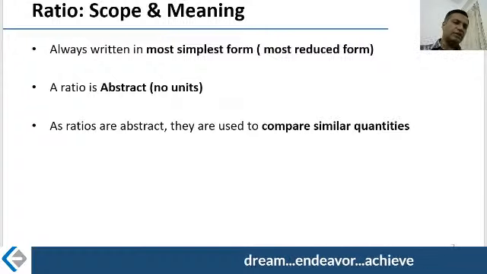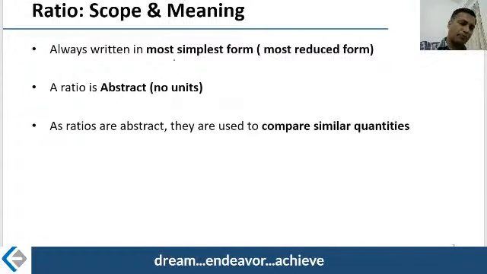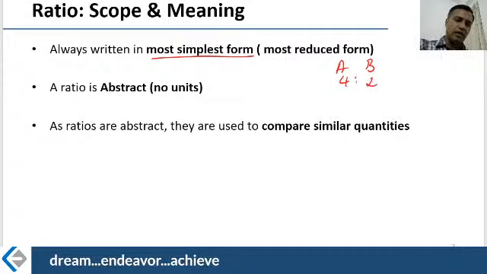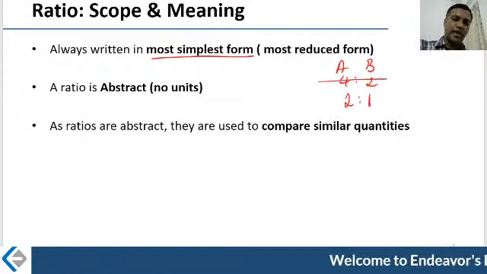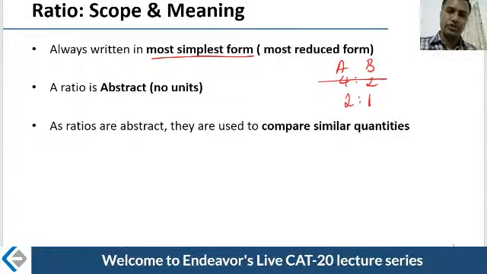Generally, we write the ratio in its most simplified form. I don't generally write the ratio of A and B as 4:2. Rather, we write it in its most simplified form, saying the ratio is 2:1. We stay away from writing it as 4:2, and we generally express it in the most simplified form.